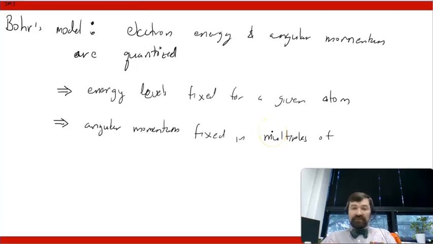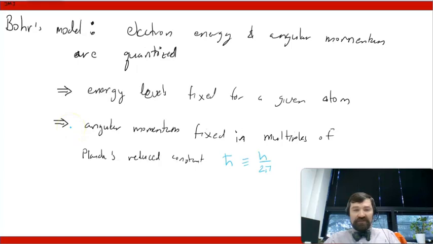So the energy levels are fixed for a given atom. The angular momentum that you can obtain for an electron is fixed in basically multiples of what's called Planck's reduced constant. And so Planck's constant is already known. Planck's reduced constant we represent by h bar. So h bar is defined as Planck's constant h divided by 2 pi.